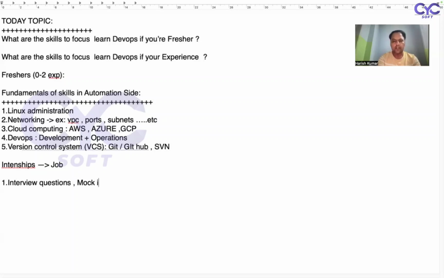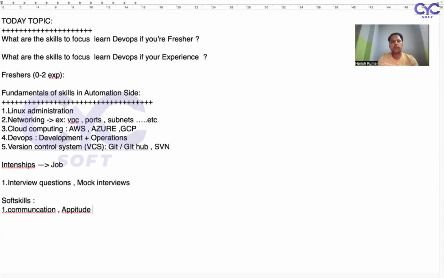That's very, very important: mock interviews. You also have to know the soft skills. That's very, very important. Soft skills like, first, communication, guys. Communication is very, very important for industry. And you can also go with aptitude. So this is what we are trying to go with at a basic level for freshers, guys.